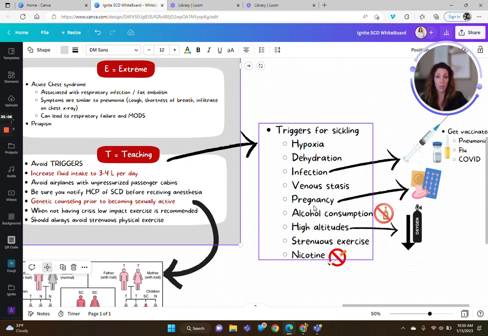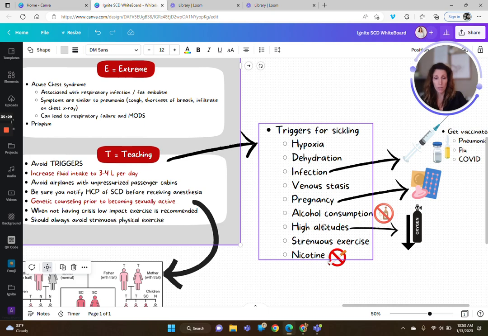We want to avoid triggers, so probably avoid pregnancy. And there's lots of ways to do that: contraception, condoms, oral birth control pills, whatever the healthcare provider sees fit for that patient. Avoid alcohol consumption. We talked about how this can lead to dehydration, which can cause problems for patients with sickle cell disease.